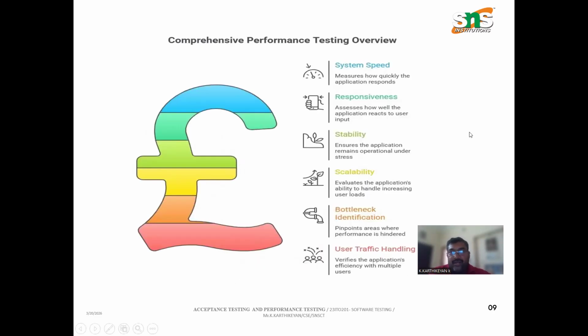This is comprehensive performance testing based on particular areas. One is system speed and responsiveness, stability and scalability, bottleneck identification, and user traffic handling. Speed measures how quickly the application responds. For example, take WhatsApp. You can open it and verify how quickly it responds.